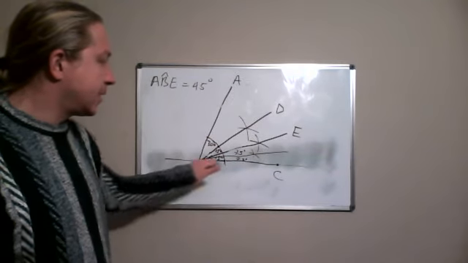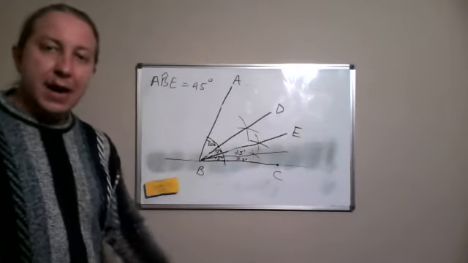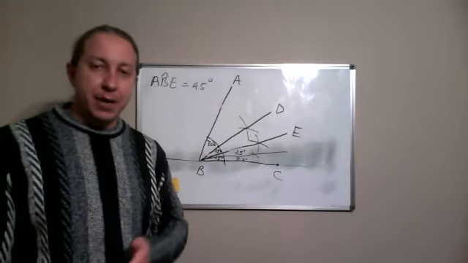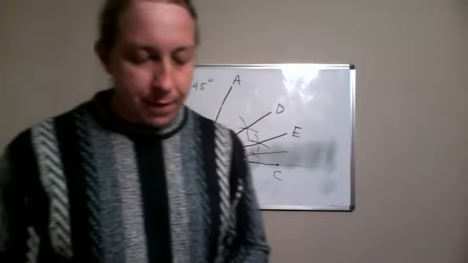What combination of angles do I need? Well, I need a 60-degree angle. Then I cut it in half to get 30. I cut it in half to get 15. I cut it in half to get 7.5.